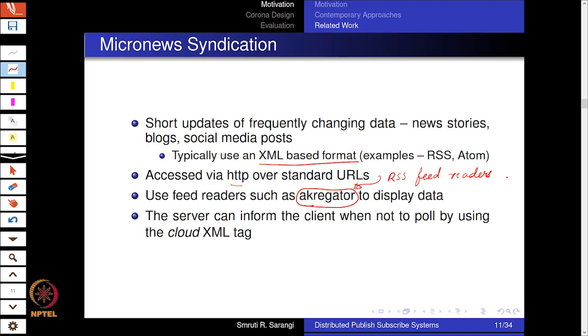to display the data. So then the server informs the client when to poll and when not to poll by using a certain tag called a cloud XML tag. So the servers in RSS automatically do some sort of rate control. And if, let's say, there is excessive polling, excessive load at the servers, they control the rate. But in the case of Corona, this is not required.